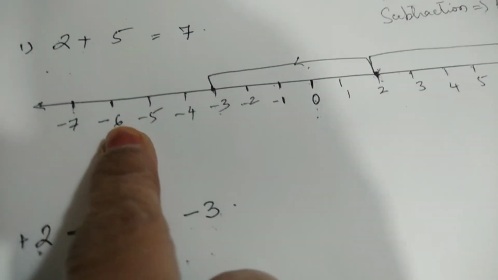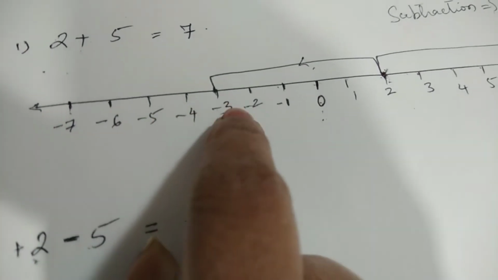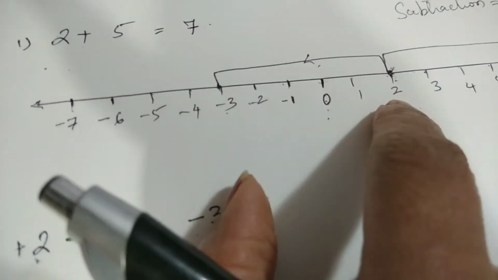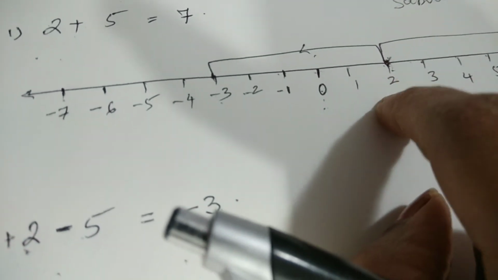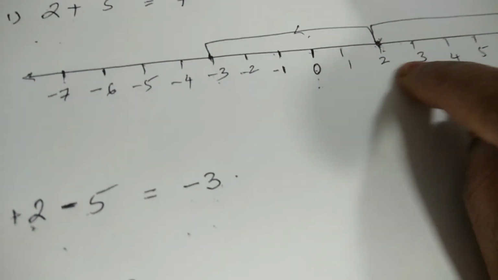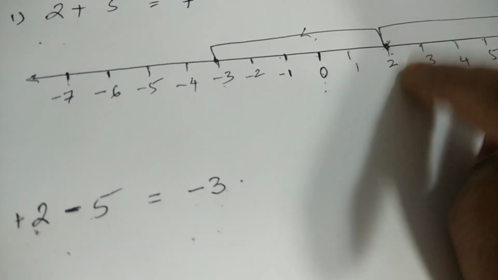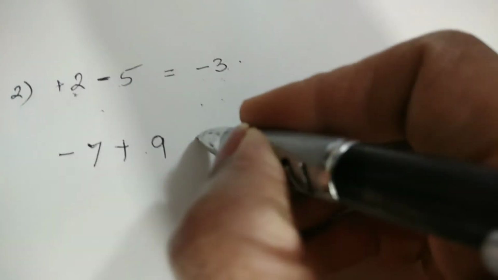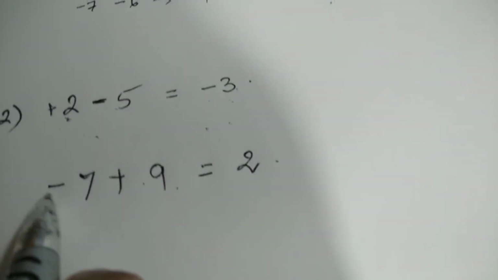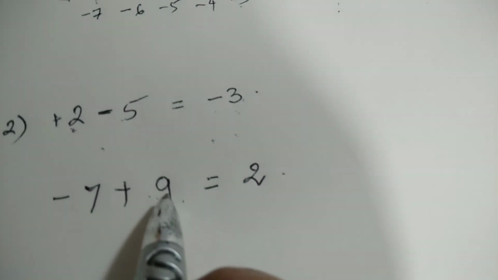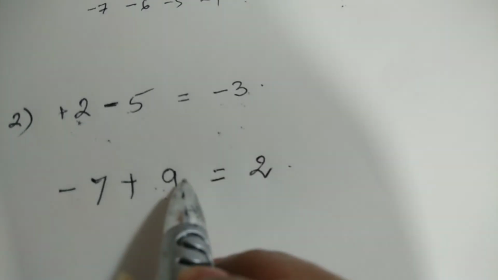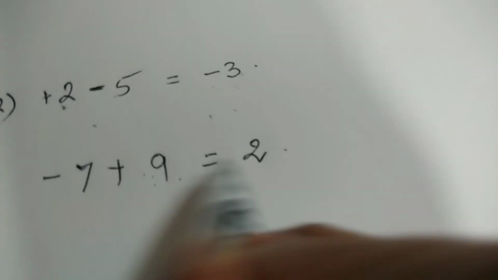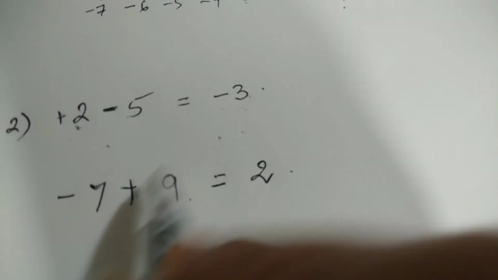So let us start counting from here: 1, 2, 3, 4, 5, 6, 7, 8 and 9. Okay, so the final answer we are getting here is plus 2, because it is on the right side of 0. Now just to verify, again there are two different signs, so we subtract the smaller from the larger and take the sign of the bigger number. So 9 minus 7 is 2 and the sign of the bigger number is plus.